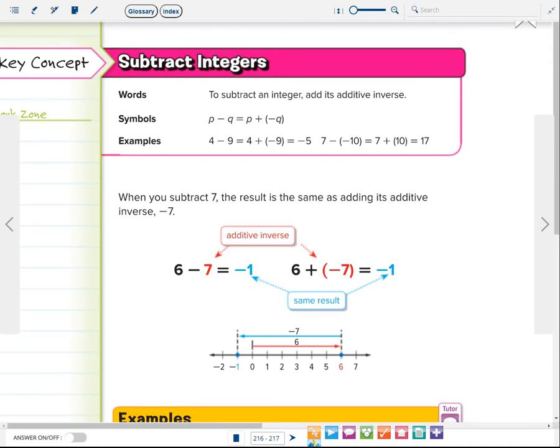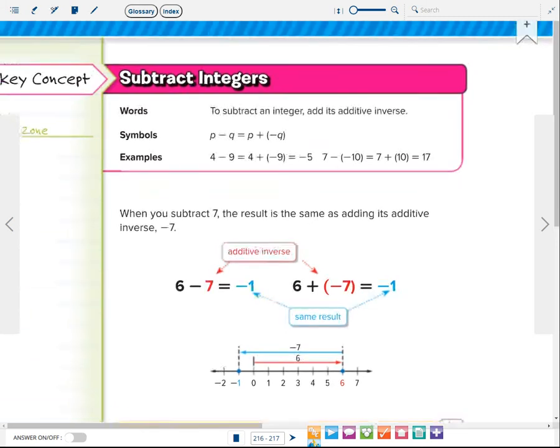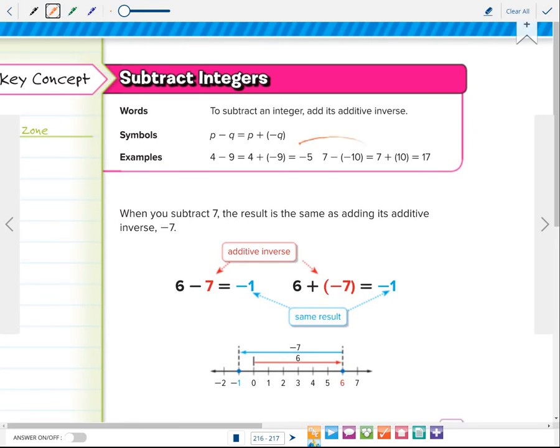For example, we have 4 minus 9 is the same thing as 4 plus -9. And here's one of those situations where I wish that this right here was right there, and I wish that this right here was down here. But that comes out to be -5 for the first one. And then 7 minus -10 is equal to the same thing as 7 plus 10.